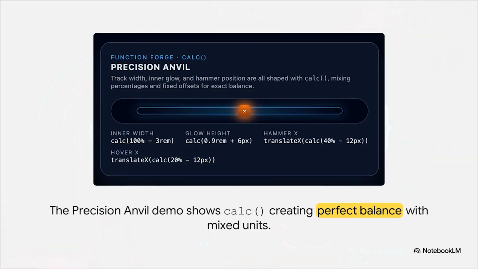Let's move over to the Precision Anvil demo and see how this all comes together. Here, calc is doing all the heavy lifting. It's defining that inner width by subtracting fixed padding, and it's even positioning the hammer by mixing a percentage with a pixel offset. It's all about creating that perfect balance for a super polished UI.